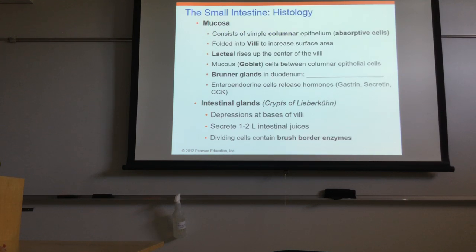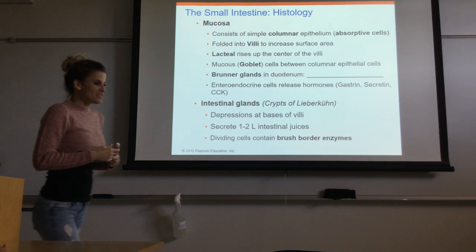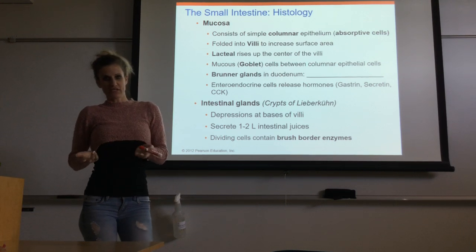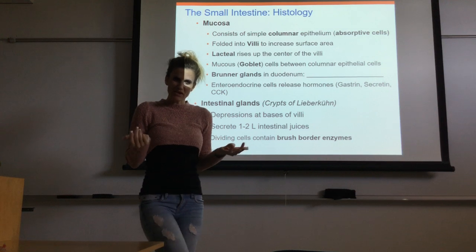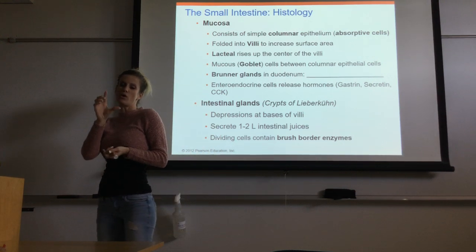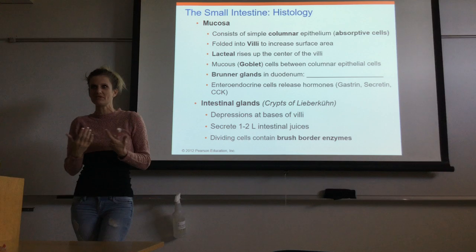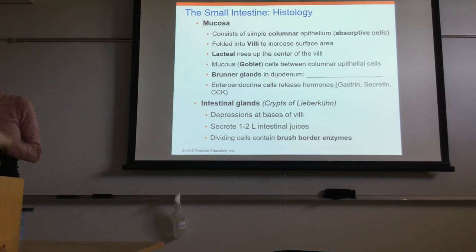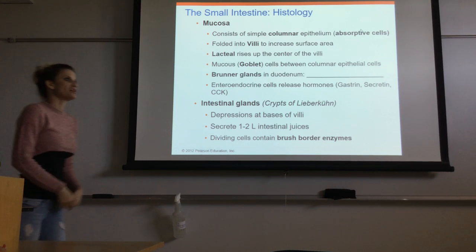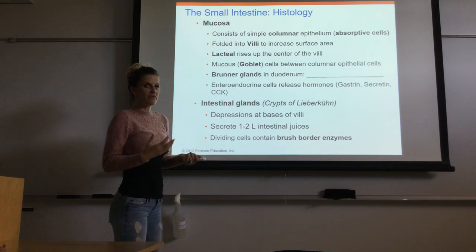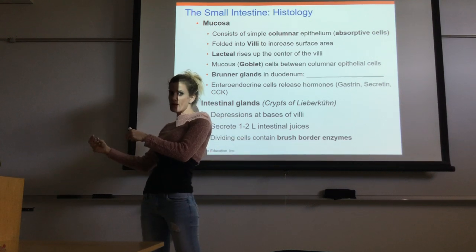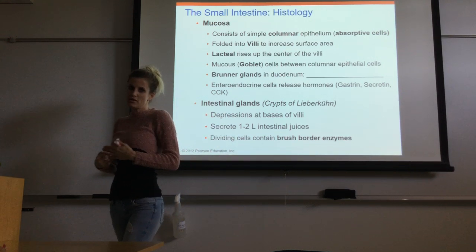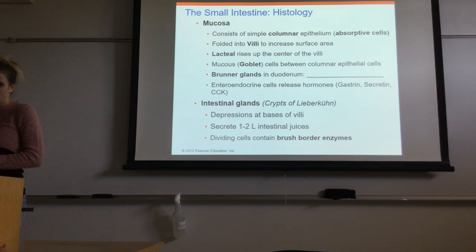So when we look at the mucosa of the small intestine, we see that the mucosa is pretty complex. One, we see that the epithelium is made up of simple columnar cells. Okay, so that's like what we saw in the stomach, right? The stomach was simple columnar, so one layer of these tall column-shaped cells. But when we look at the small intestine, we see that these cells are absorptive. Again, most nutrient absorption, or taking of nutrients from the lumen and bringing them into the body, is going to occur in the small intestine. So these epithelial cells have to be absorptive cells.